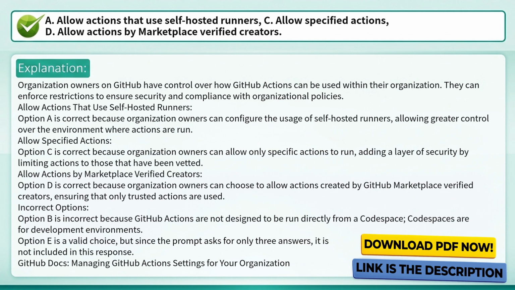Incorrect options. Option B is incorrect because GitHub Actions are not designed to be run directly from a codespace. Codespaces are for development environments. Option E is a valid choice, but since the prompt asks for only 3 answers, it is not included in this response. GitHub Docs: Managing GitHub Actions settings for your organization.